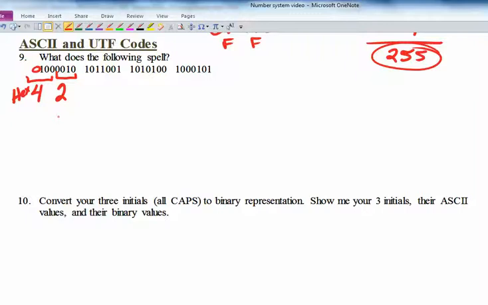Now let's go to your ASCII code table and go down the hex column and look for 42. And it is a capital letter B. That is the ASCII code for capital letter B. Okay, then let's go to the next.